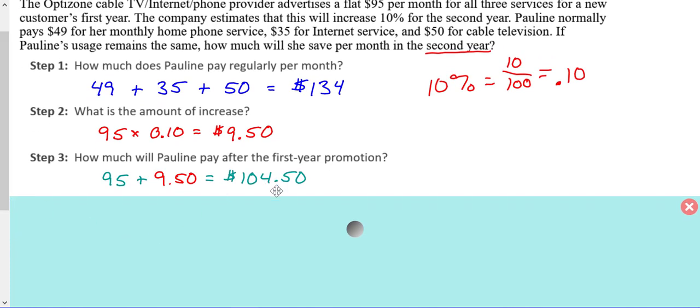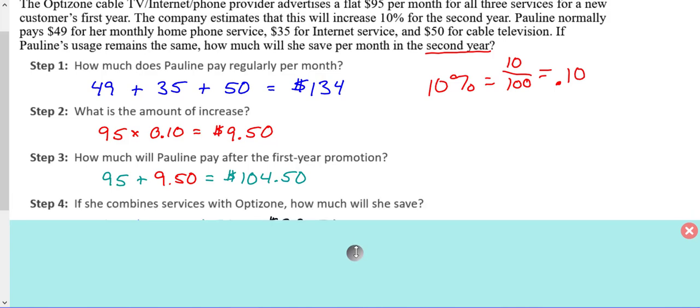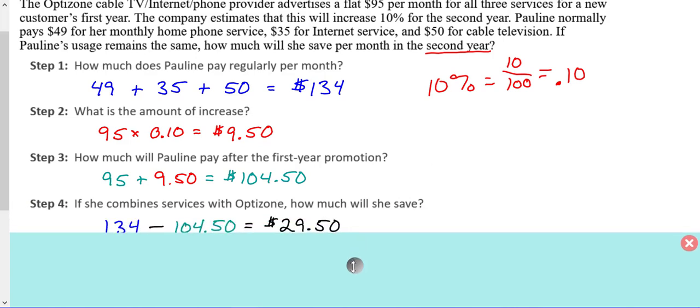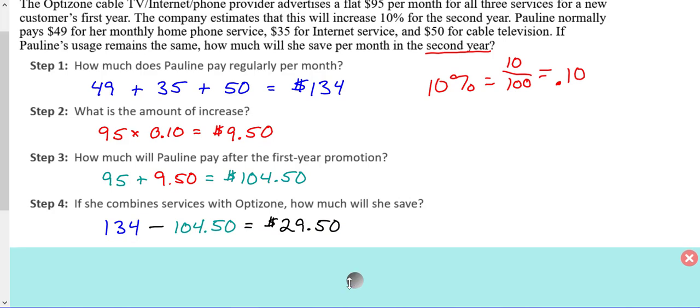The last thing we want to figure is if she combines services with OptiZone, how much will she save? Well, she originally paid $134 for her old service. The new service after the first year would be $104.50. Subtract the two amounts, and she will save $29.50.